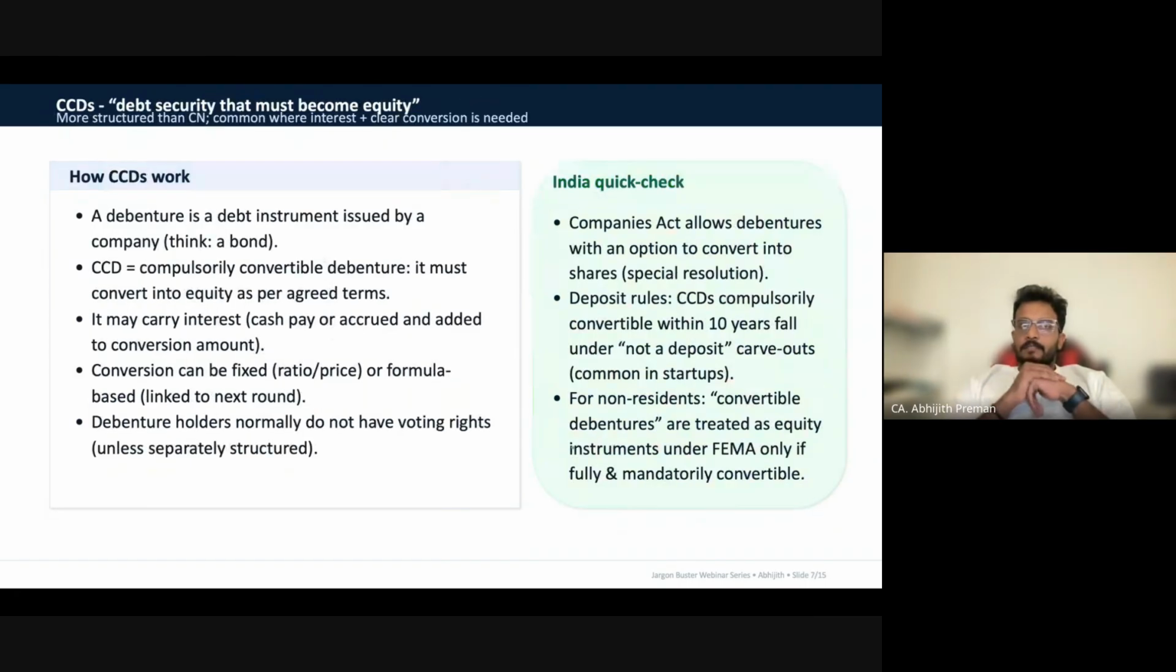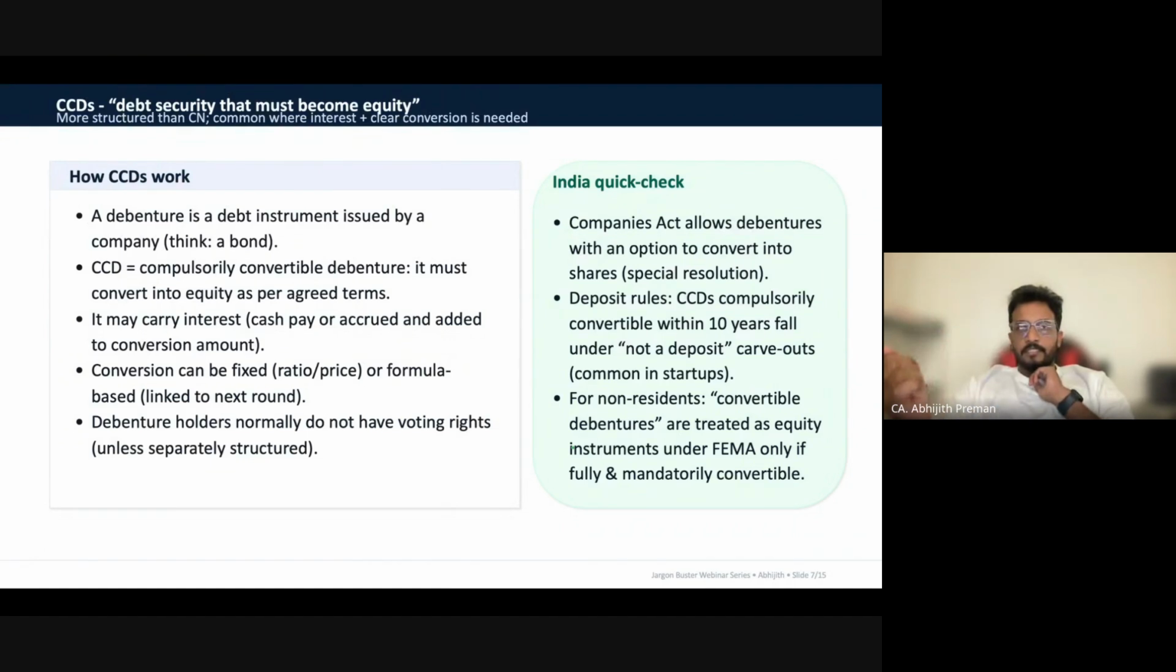Now, CCDs. CCDs, compulsorily convertible debentures, are a debt security that must become equity. That's why it's a compulsorily convertible debenture. You should be converting it to equity. Here you don't have an option to convert it or not convert it. It should be converted. It's compulsorily convertible. Okay. So how do CCDs work?